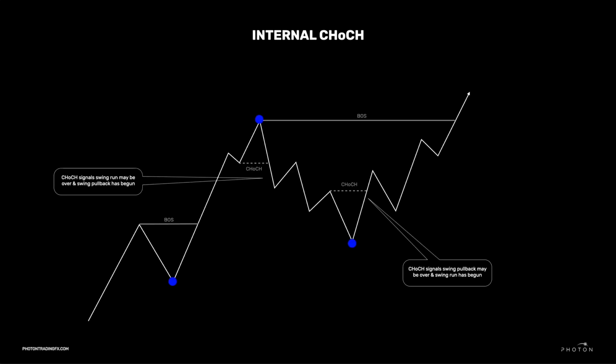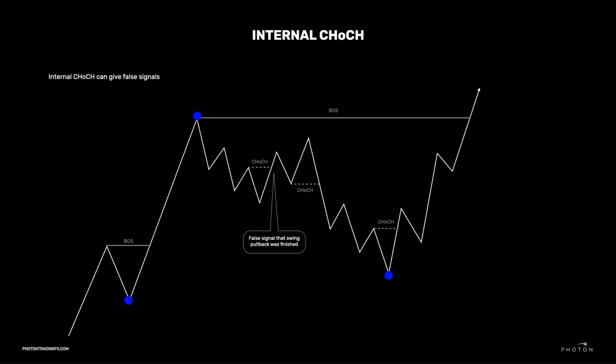However, price can also just break minor structure, so an M-BOS, or substructure, so an S-BOS, and this can also be viewed as an internal change of character. A minor or substructure break can signal that a swing run has ended and that the swing pullback has now started. It can also signal when that swing pullback has finished and the next swing run may be about to begin, so that we can anticipate that the higher low in a bullish market may now be forming, or a lower high in a bearish market may now be forming. So this can obviously help us with our trading decisions.